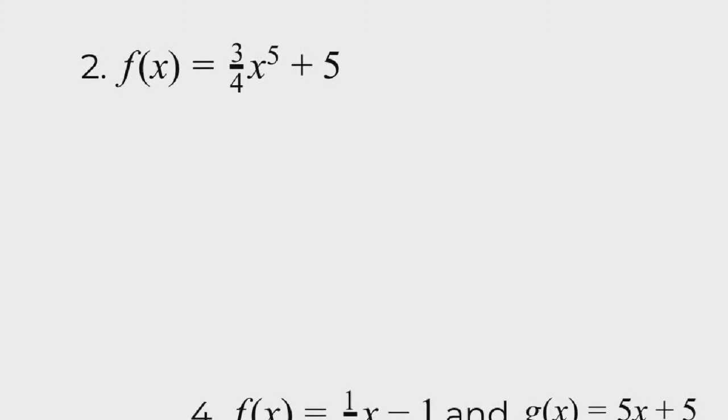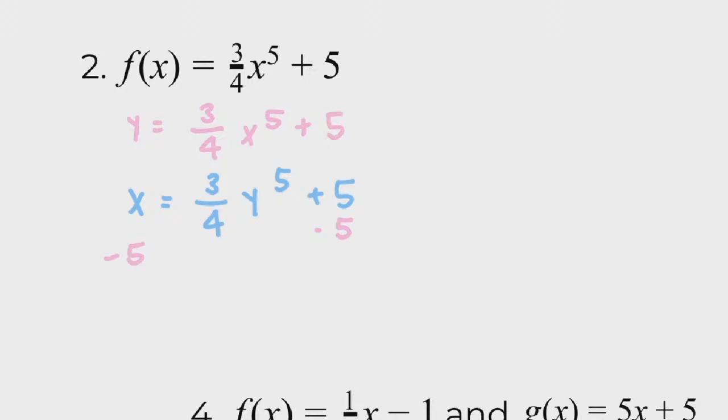Okay, number 2, f of x again means y, so if it helps, I'll write this. y equals 3/4 x to the 5th plus 5. So we're going to replace all the y's with x and all the x's with y's. So x equals 3/4 y to the 5th plus 5. And we want to solve for y, so first we have to subtract 5 on both sides. We'll get 3/4 y to the 5th equals x minus 5. And then to get rid of the fraction, I'm going to multiply by 4/3 on both sides.